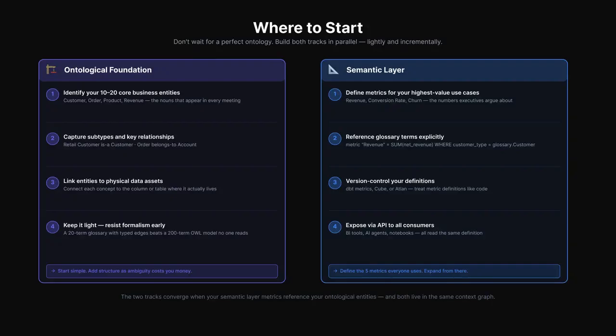The sequence then is start with a glossary that captures your core entities and their relationships inside the context layer. Connect your semantic layer tools so metric definitions surface alongside those entities. Let lineage show how meaning flows from definition to data to dashboard, and govern the whole thing. Not with the same process for every change, but with governance proportional to impact. Ontological changes get broader review. Metric changes get targeted impact analysis. The context layer makes both kinds of governance possible because it knows what connects to what.